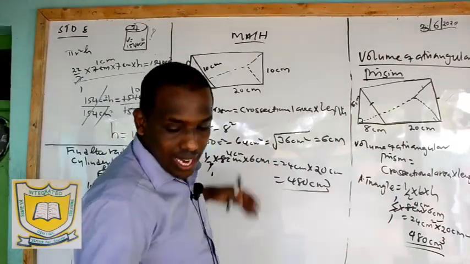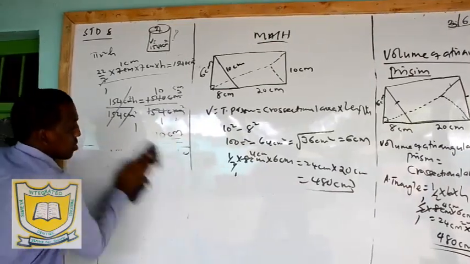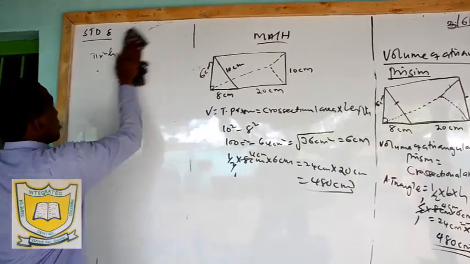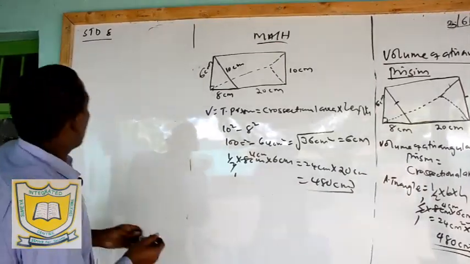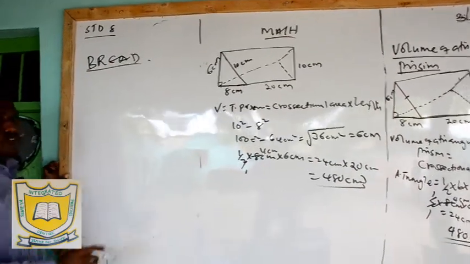volume of a triangular prism. We go to now bread. Volume of a bread.